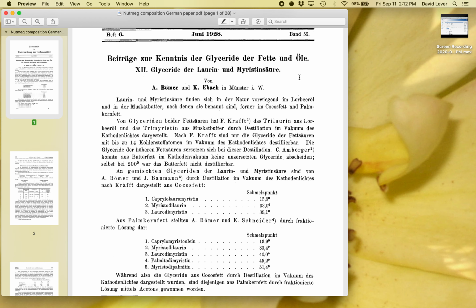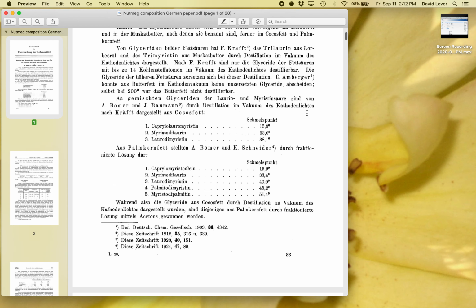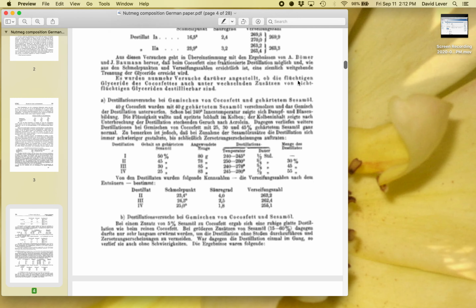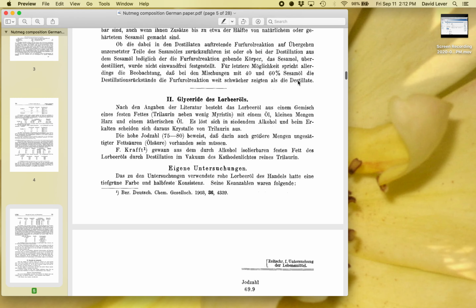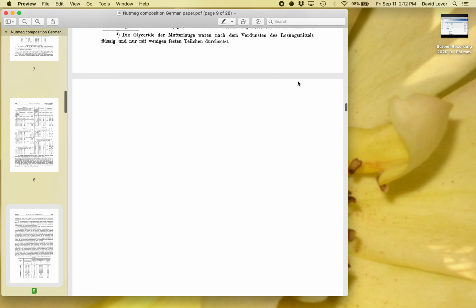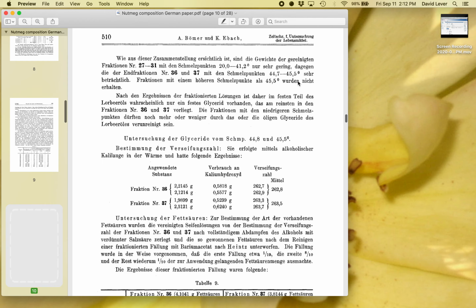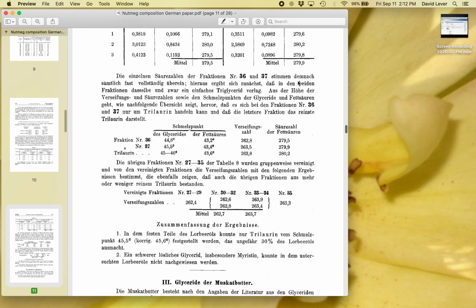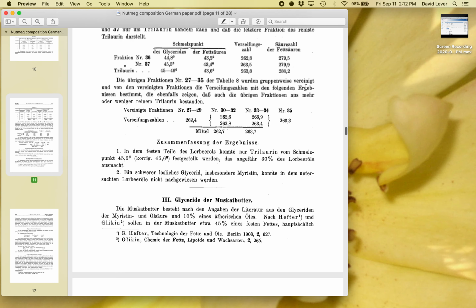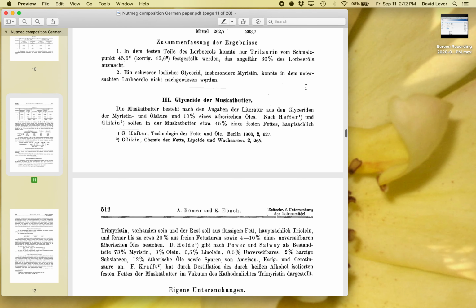Laurin is C12, so myristic acid is 14 carbons, and lauric acid is 12 carbons, so they're also isolating that trilaurin. And if you scroll down through there, they're isolating that from multiple sources, but eventually if you scroll down there, you'll find something which sounds like maybe it's the German word for nutmeg. And I think it's on page 513, 511, 511. It's on page 511 at the bottom.